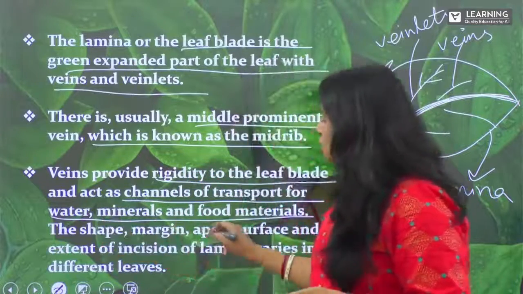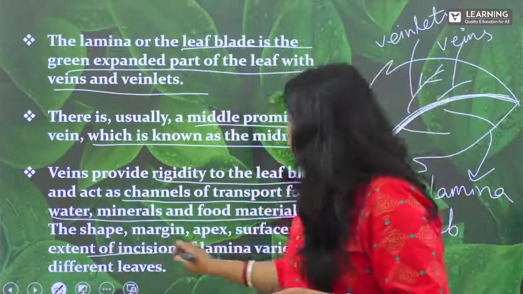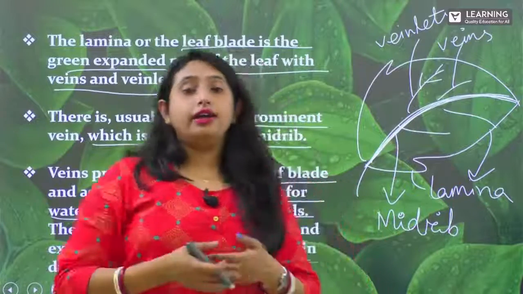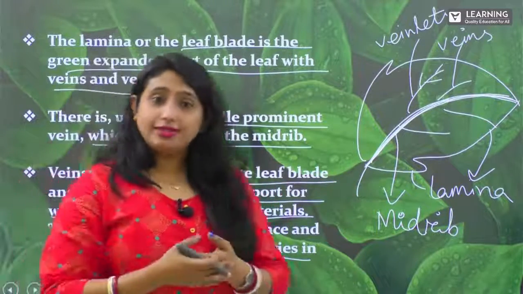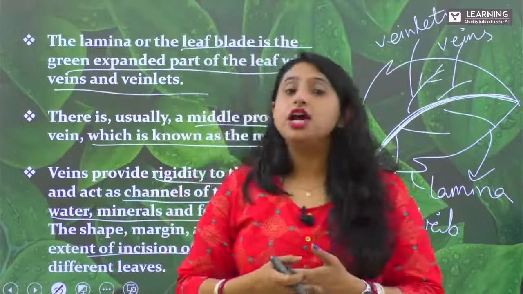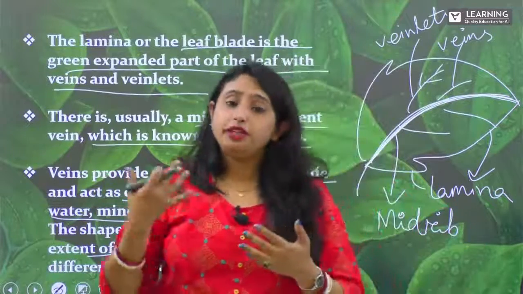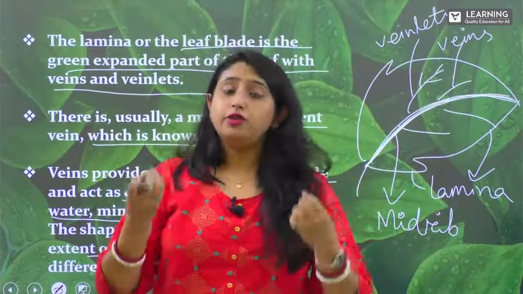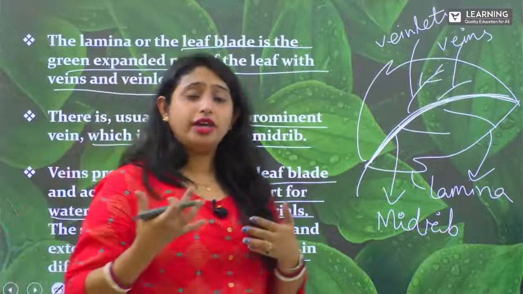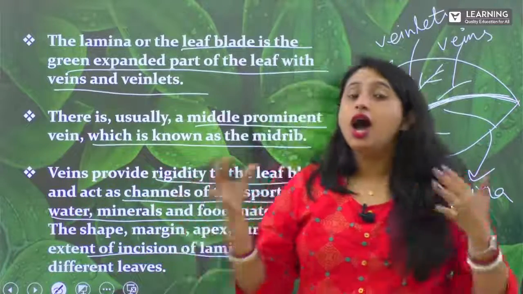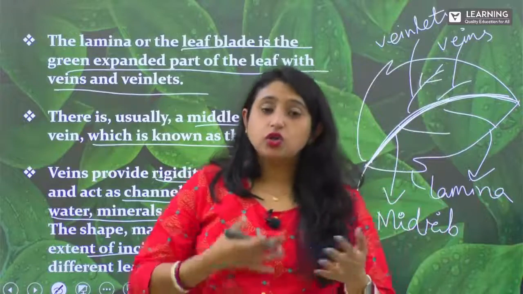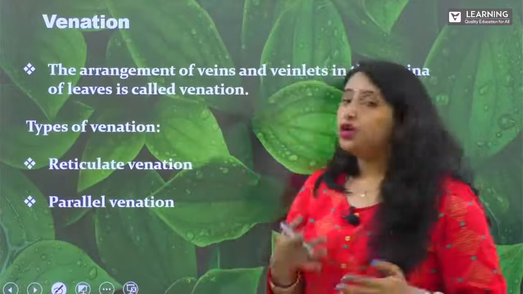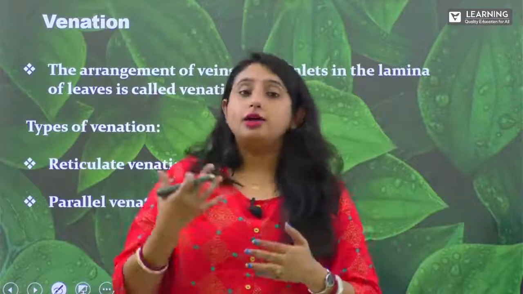So the shape, margin, apex, surface and extent of incision of the lamina vary in different leaves. Now you know that there are two types of plants, monocotyledonous plants and dicotyledonous plants. So in their case, there will be different types of leaves. Different plants have different leaves, and it varies from one plant to another. So these veins also vary from one leaf to another. So are you clear with the veins? So this is about veins, right?